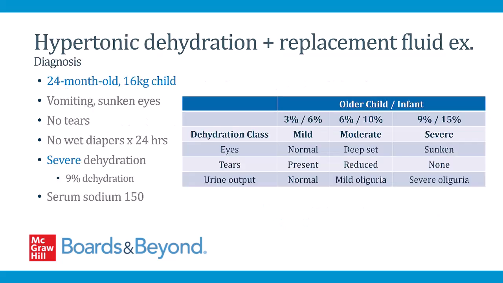Now let's imagine another example. Here we have a 24-month-old, 16-kilogram child with uncontrolled vomiting for 2 days, with sunken eyes, no tears, and no wet diapers for 24 hours. Based on her physical exam, you determine that she is severely dehydrated, which equates to 9% dehydration because she's a child and not an infant. Her sodium level is 150, consistent with the diagnosis of hypertonic dehydration.